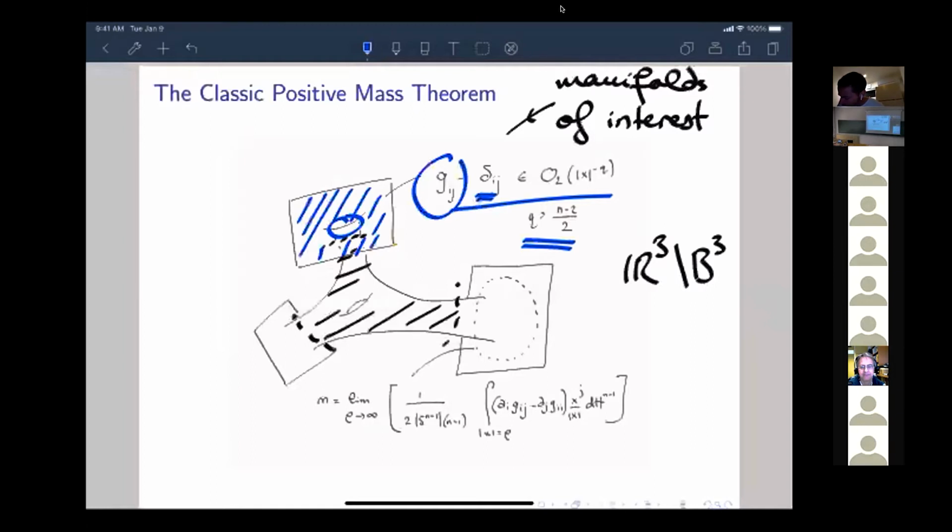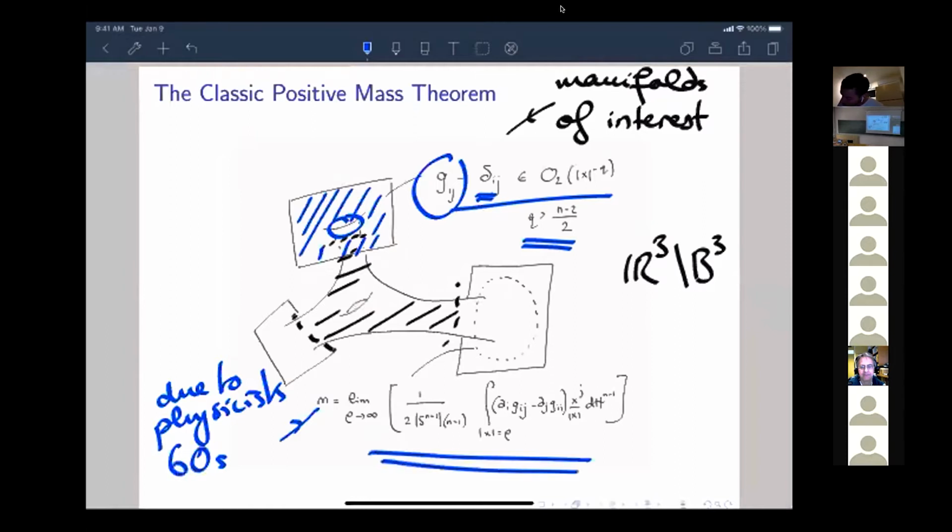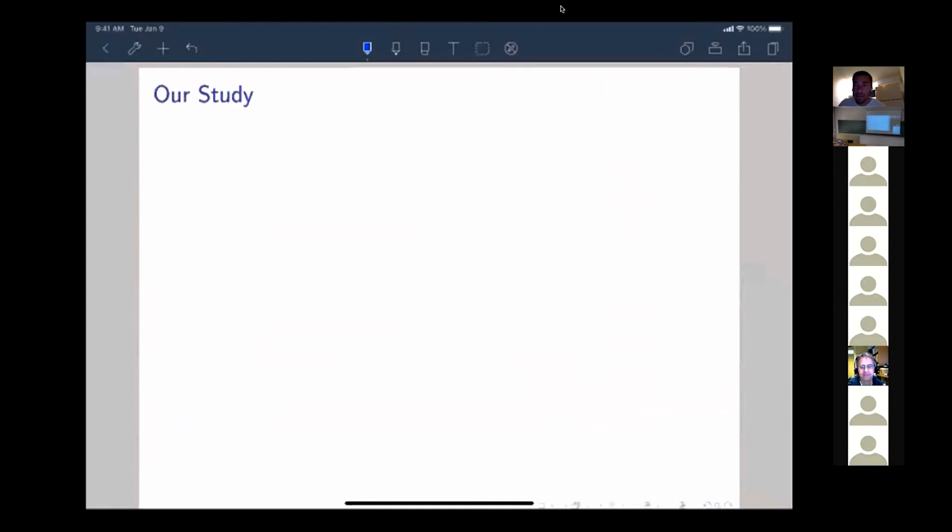But anyway, in this context, due originally to physicists in the 60s, you have a definition of mass, which in these coordinates looks like this. You look at integrals over, if you like, a two-sphere, of these terms of the metric, and you normalize it with this term, and you take the limit as rho goes to infinity. So as these spheres get larger and larger, and I'm sure you're familiar that in that context, there's a theorem initially due to Schoen-Yau, and that has been proven in increasing levels of generality.